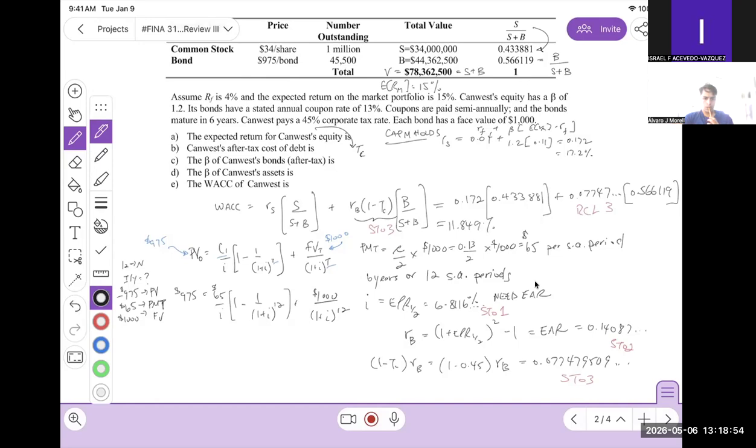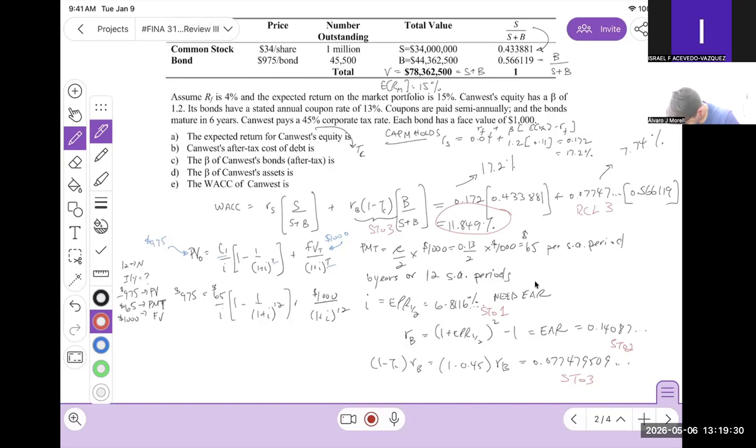So this one is 17.2% for equity. The after-tax cost of debt is smaller. Usually it's smaller. So it's 7.74%. And then because it's a weighted average, you end up somewhere in between. So the WACC is close to what we usually use as the return to the market portfolio, almost 12%. So it's 11.849.